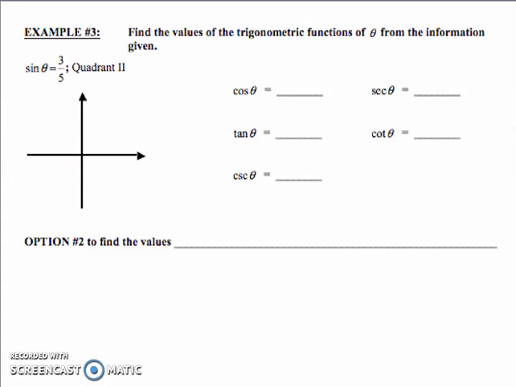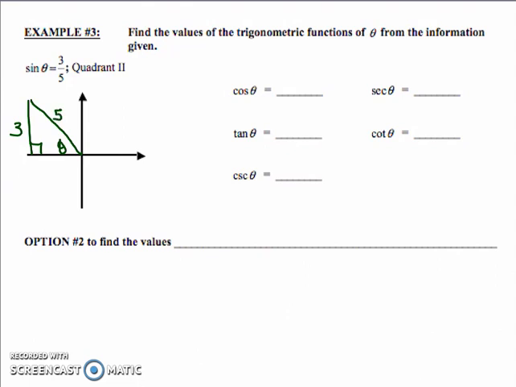In example 3, we are asked to find the values of the trigonometric functions of theta from the given information. We know that sine of theta is 3/5, and we know that we are in quadrant 2. So the first thing that I'm going to do is draw a right triangle in quadrant 2. So there's my right angle. Here's theta. I know that sine is 3/5, and I know that sine is opposite over hypotenuse. So 3 over hypotenuse, 5, okay?